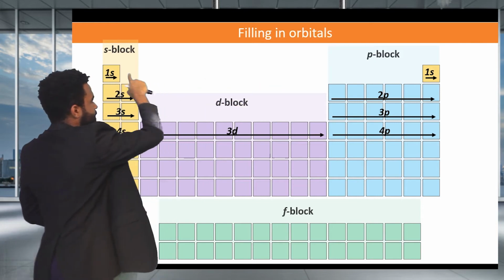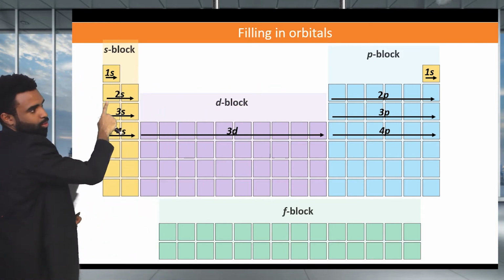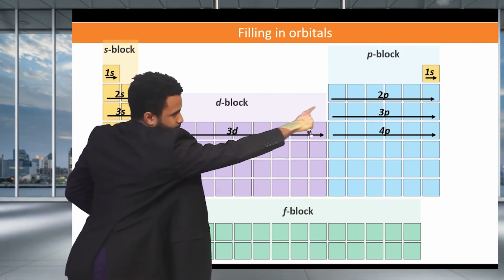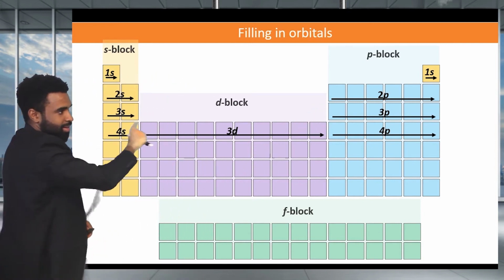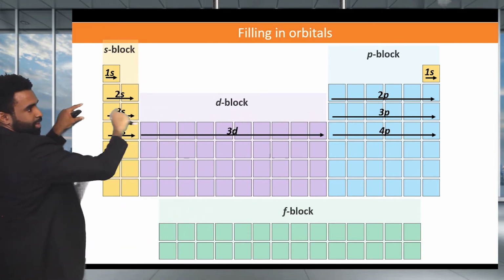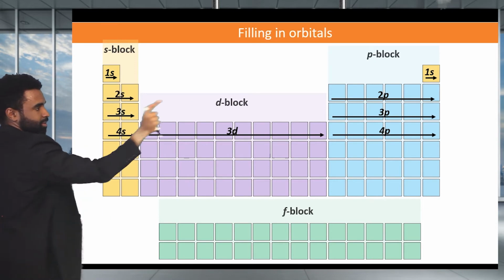We said helium really belongs here. Then the 2s1, 2s2, and then 2p1, and so on. Then the 3s, the 3p. So basically you're filling in the period and paying attention to the blocks.